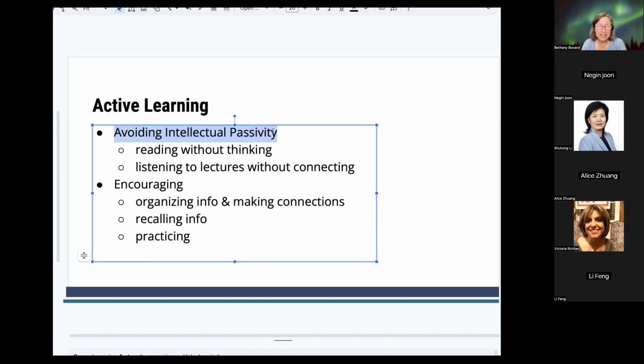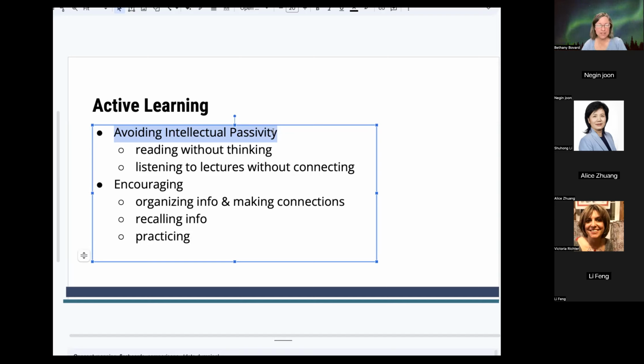So the ways that we do this are, we have activities where we encourage them to organize the new information that they're getting. Concept maps are an example of this. And how do we get them to make connections between the new information and the information they previously learned? How do we get them to recall information and practice more?